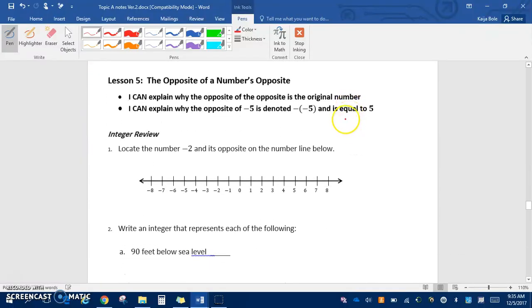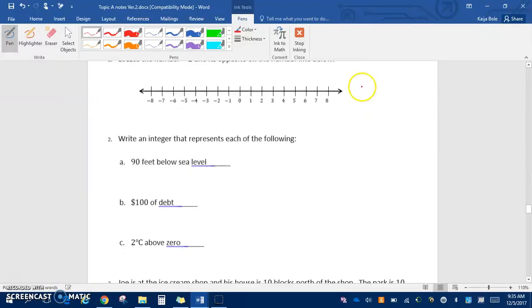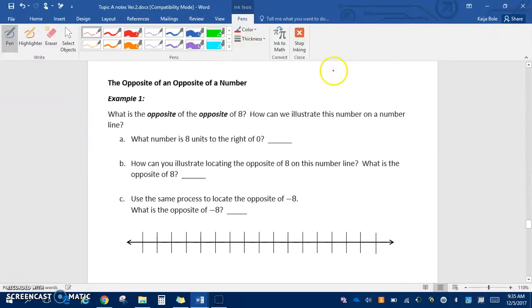Alright, so now that you've done that, we're going to go on to lesson 5. We're going to skip the first page, and we're just going to look at one thing on the second page here at the top on page 9, where it says the opposite of an opposite number. So example 1 says, what is the opposite of 8? How can we illustrate this on a number line? So we're going to go one step at a time here. It says, what number is 8 units to the right of 0? And we know that number is 8.